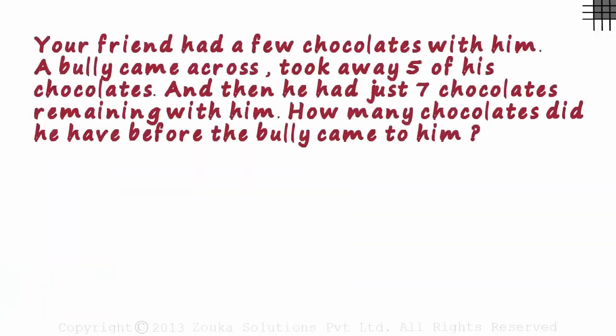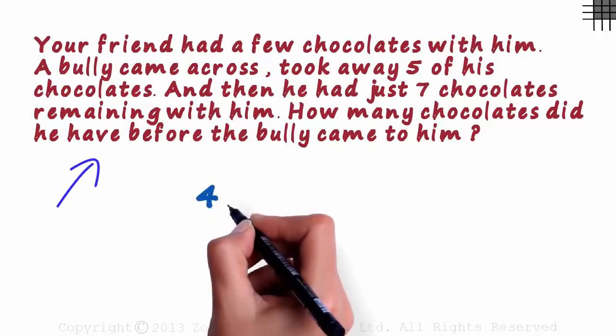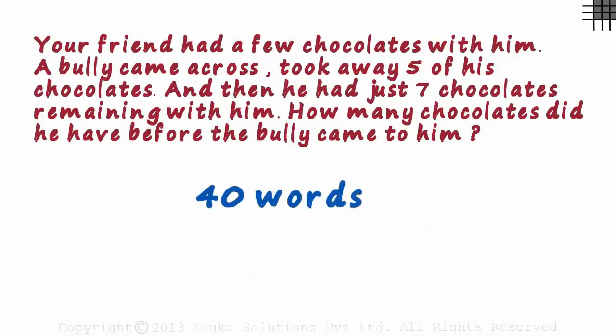Read this short story and the question that follows. Your friend had a few chocolates with him. A bully came across, took away 5 of his chocolates, and then he had just 7 chocolates remaining with him. How many chocolates did he have before the bully came to him? This question has 40 words. Let's see if we can shorten the question a bit.